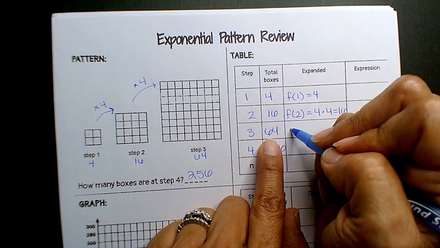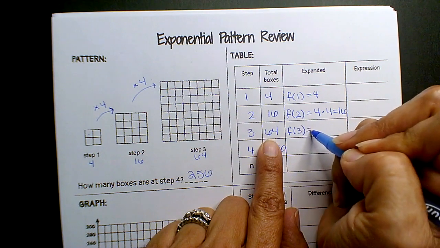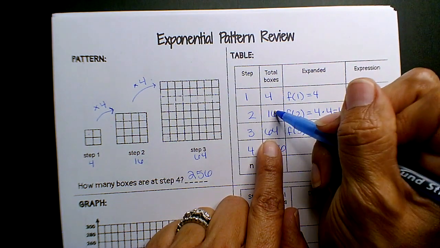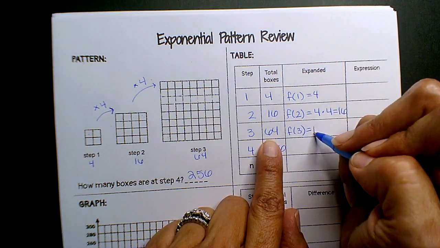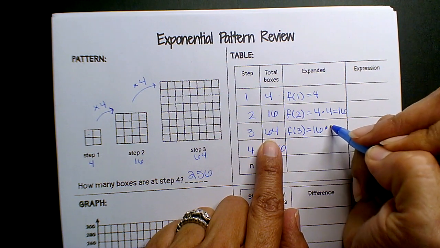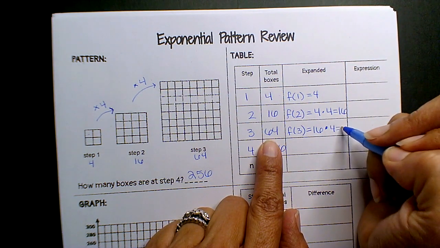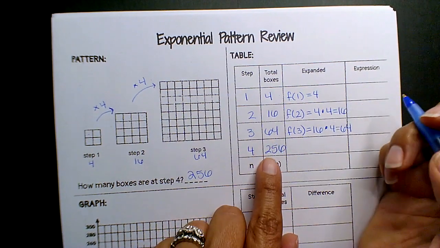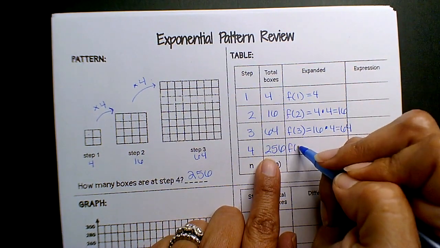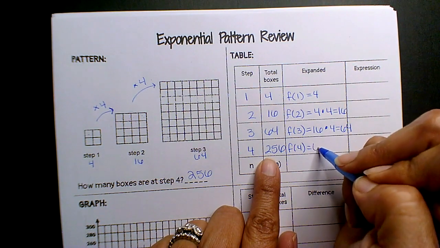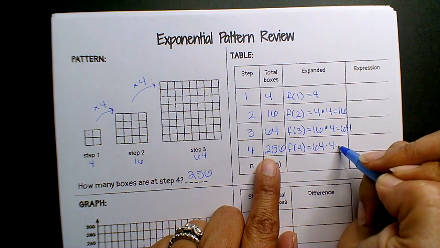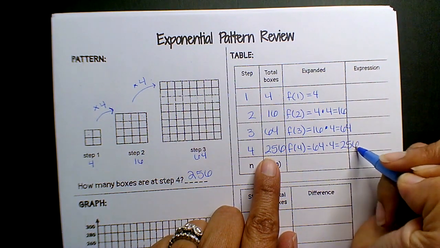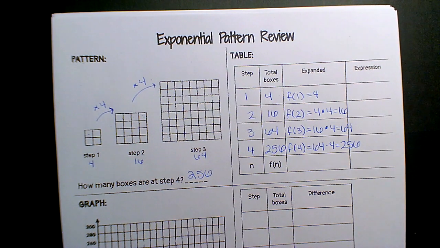And then 64, so the third step, you got 16. How do you get 64? You multiplied it by 4. I'm trying to keep the same notation. Sometimes I want to put an X, sometimes I want to put a dot. Okay, and then same for the fourth step, and like I said, I'll stop the video so that you can copy it.